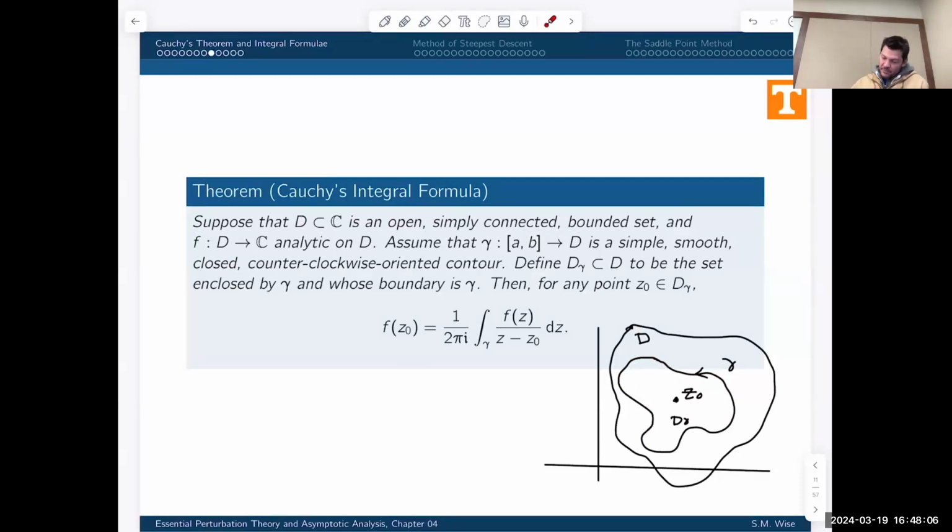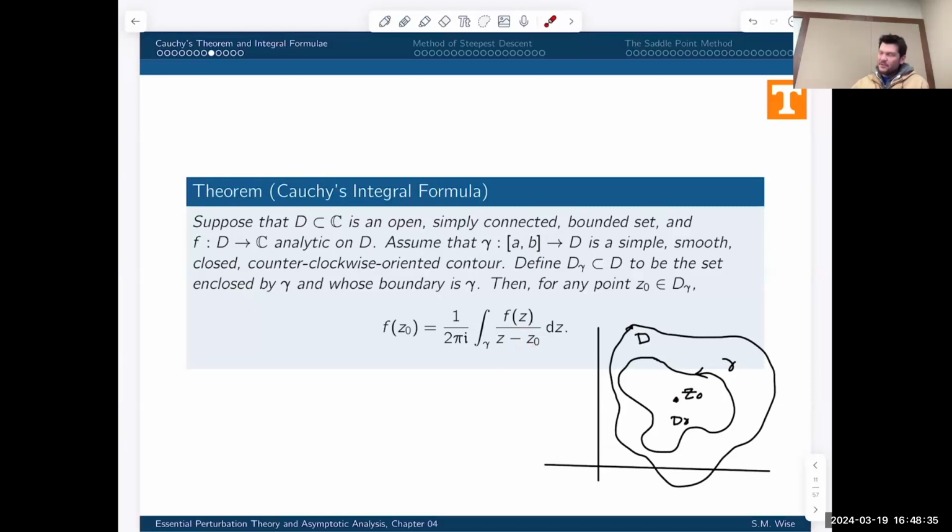All right, so assume that gamma is a simple, smooth, closed, counterclockwise oriented contour. D gamma is this set. Then if Z naught is any point inside of D gamma, then f of Z naught is equal to 1 over 2 pi I integral over gamma of f of Z over Z minus Z naught.